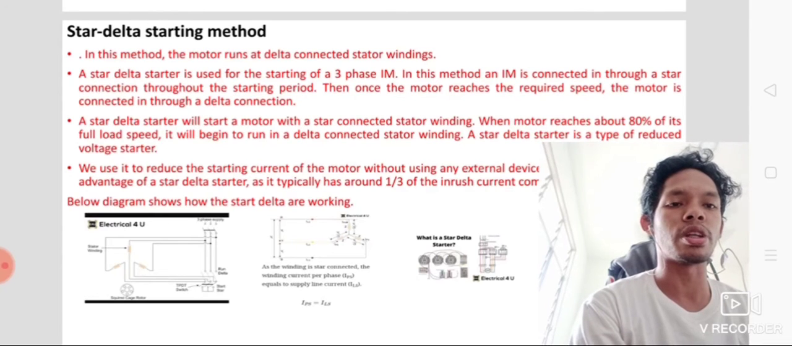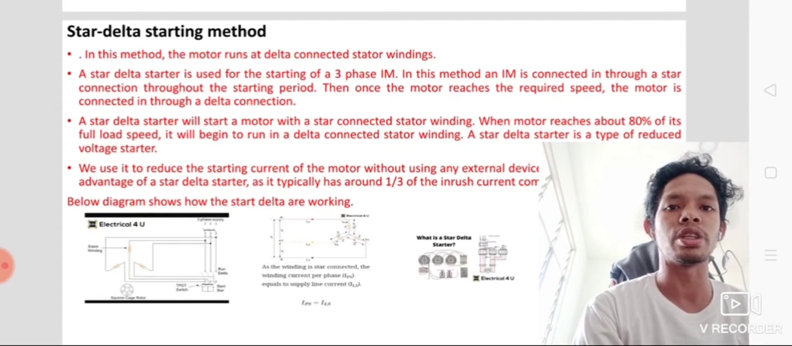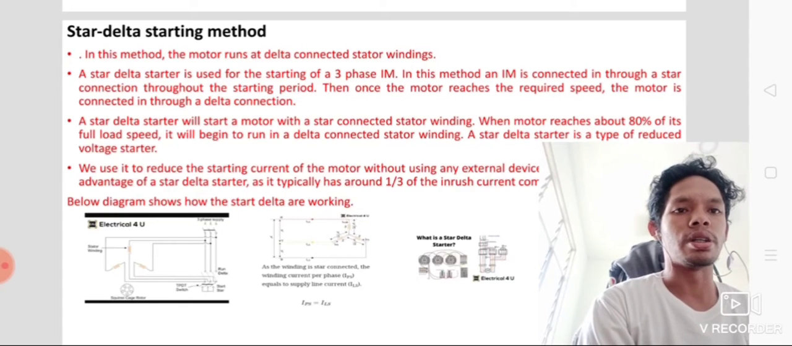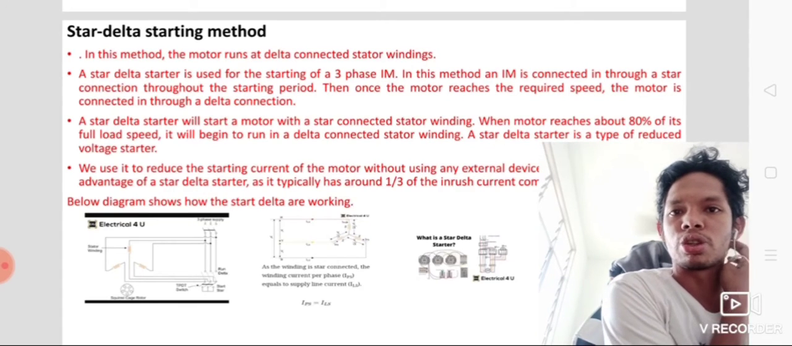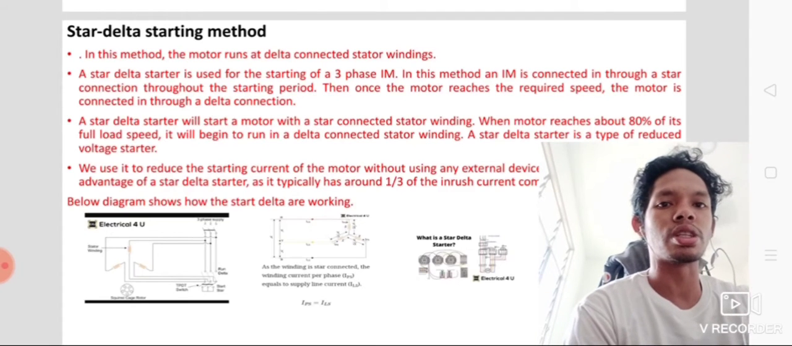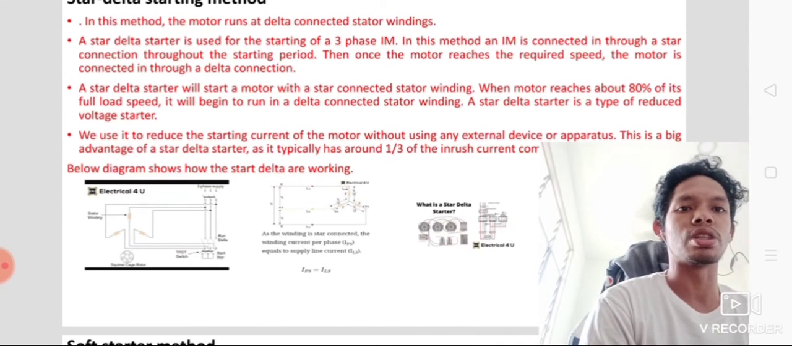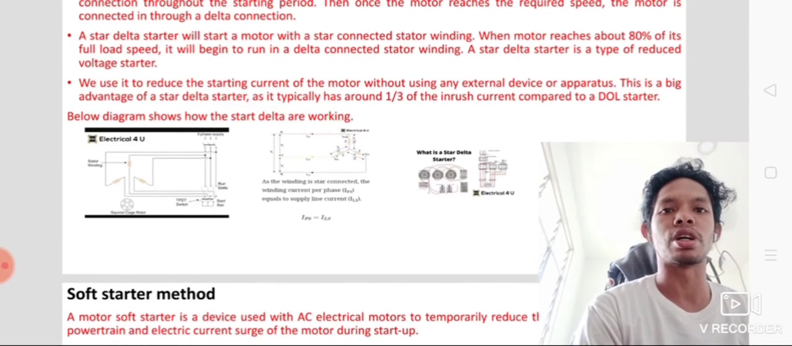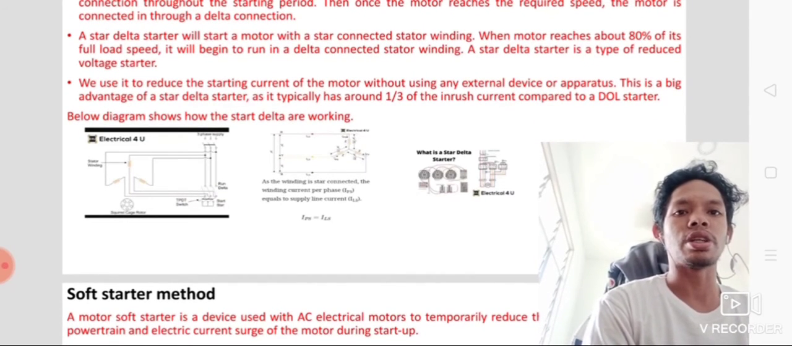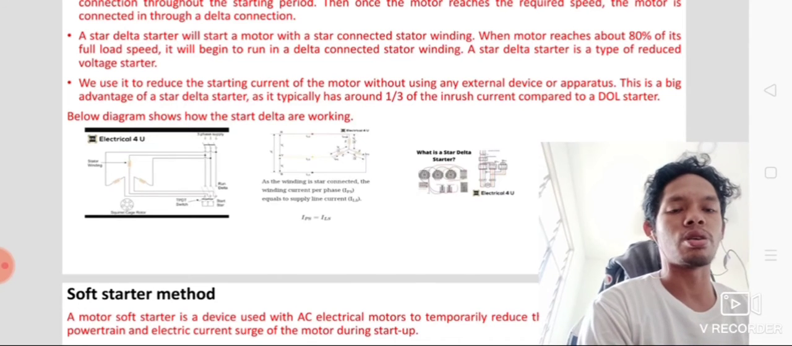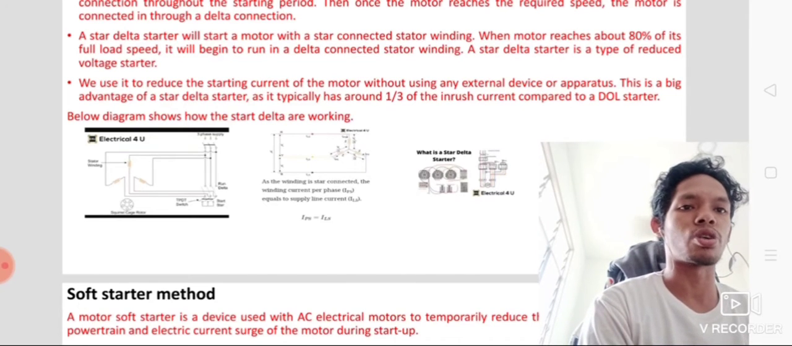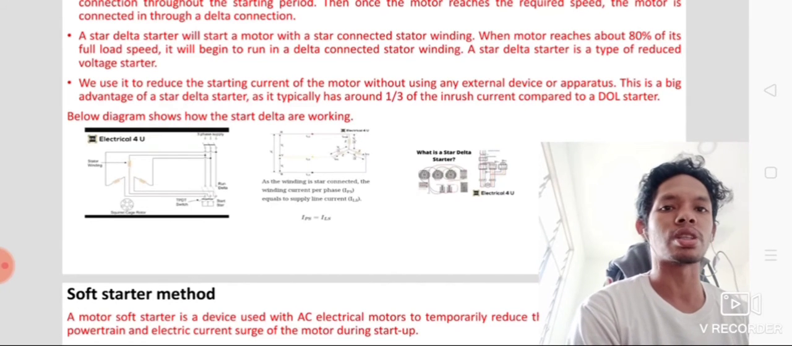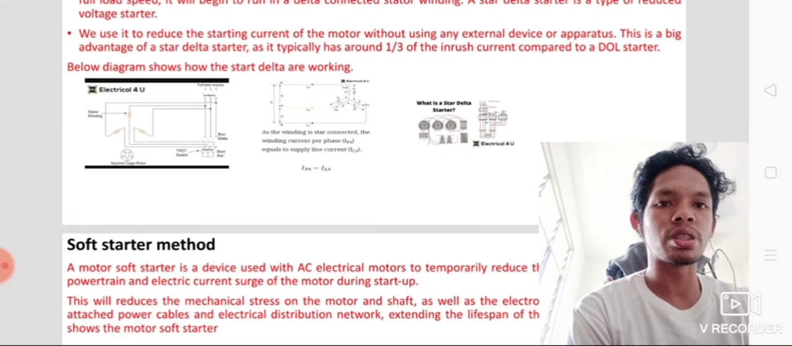When the motor reaches about 80% of its full load speed, it will begin to run in a delta connected stator winding. A star delta starter is a type of reduced voltage starter. We use it to reduce the starting current of the motor without using any external device or apparatus. This is a big advantage of star delta. Typically, it has around one third of the inrush current compared to a DOL starter. Below the diagram shows how the star delta works. First, second, and third.